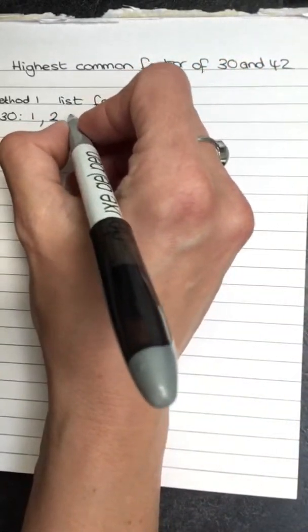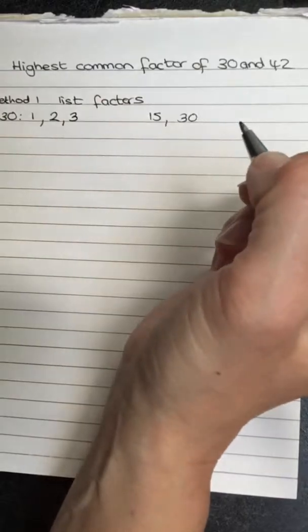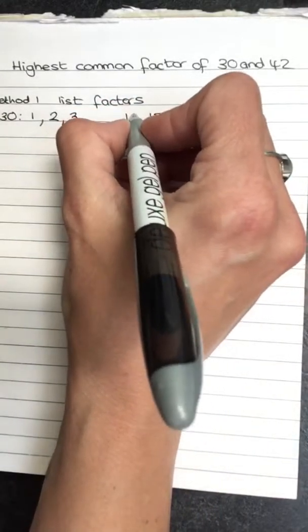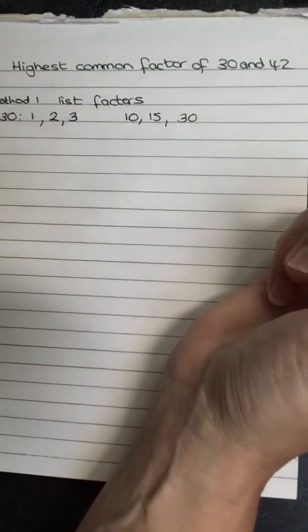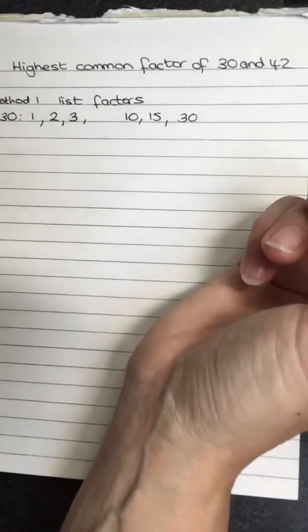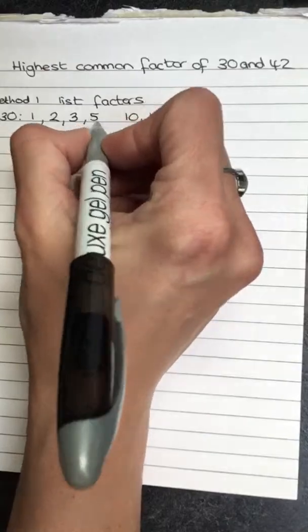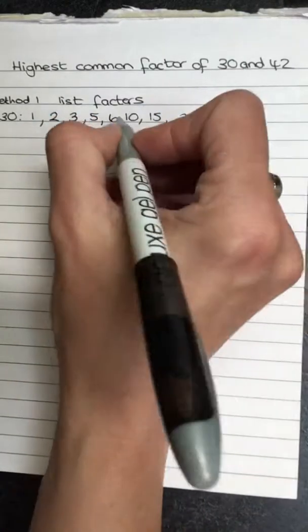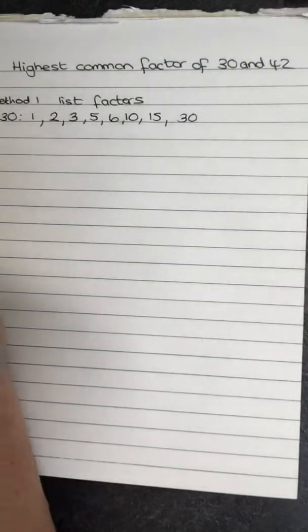And then 3 can be divided into 30, which is paired with 10, and then 4 can't be divided into 30, but 5 can, and that is paired with 6. So they are my factors of 30.